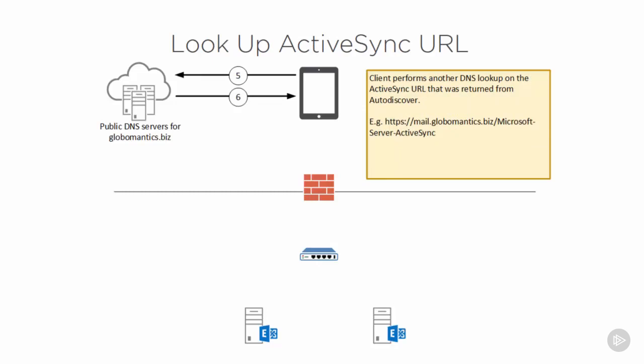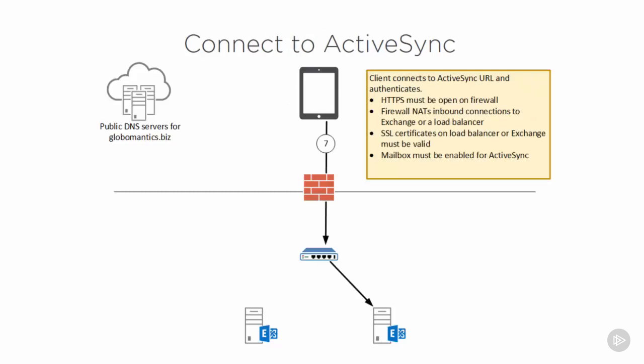So now the client needs to perform another DNS lookup on that ActiveSync URL, or ActiveSync namespace, that was returned in AutoDiscover. So it's going to query for mail.globomantics.biz in this example, get back an IP address from DNS, and then make the connection to that ActiveSync URL. Again, it occurs over HTTPS, so your firewall must be NATing those connections. The SSL certificates must be installed and must be valid. And the mailbox must also be enabled for ActiveSync, which they all are by default, but you can disable it on a per mailbox basis if you want to.